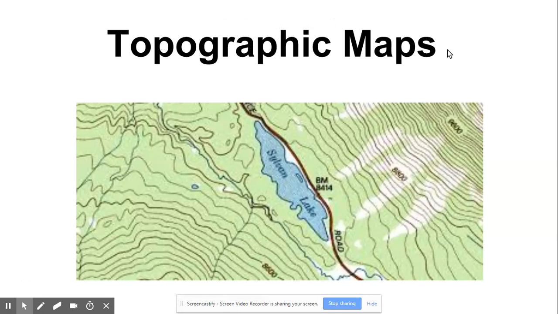A regular road map shows where a road goes, but the map doesn't show if the road goes over a mountain pass or if it goes through a valley. A topographic map shows you the features the road is going through or past. So let's take a look at some topographic maps.